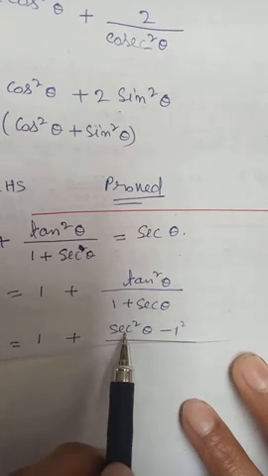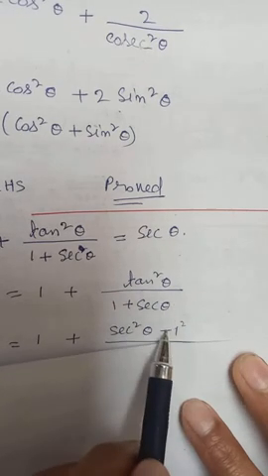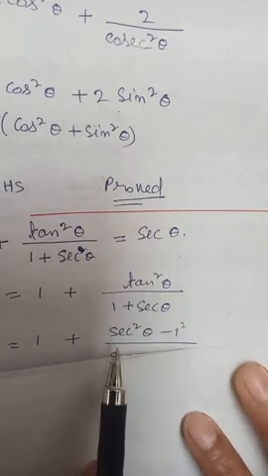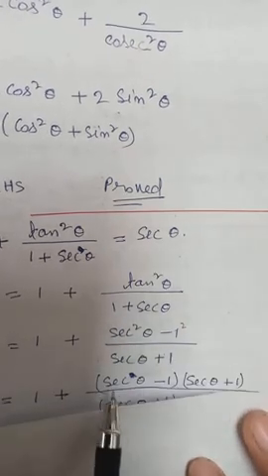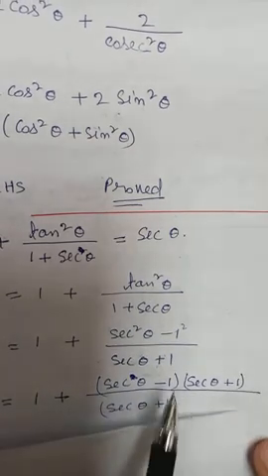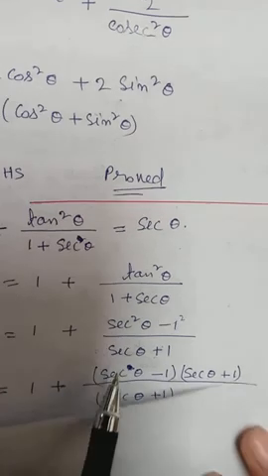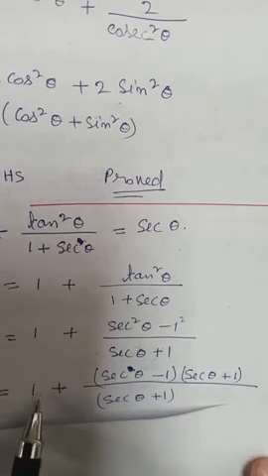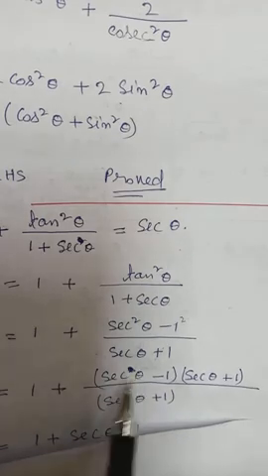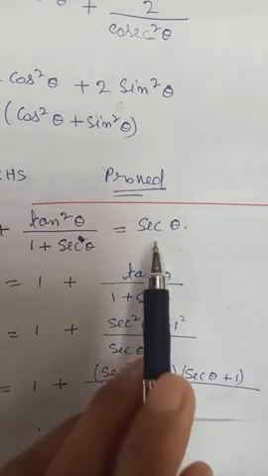So this one now we can apply the formula a square minus b square. So we can write a minus b, a plus b. Our a is sec theta. Then b is 1, sec theta minus 1 times sec theta plus 1. Then this is with plus sign, this is with plus sign, we can cancel. So 1 minus 1 will become 0. Then we are left only with sec theta, which is equal to the right hand side.